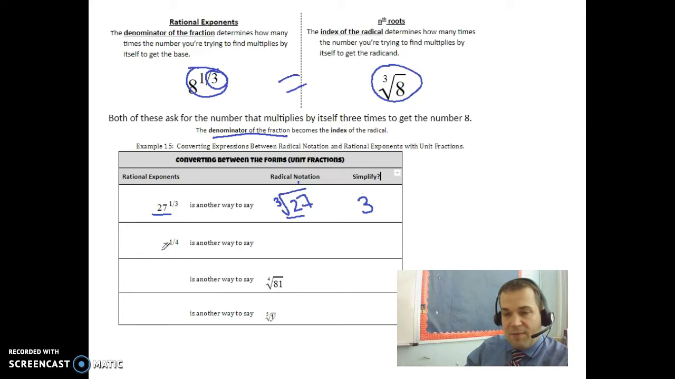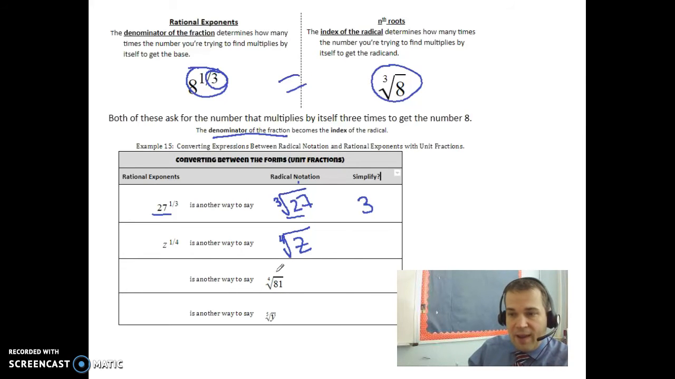If it doesn't simplify, for something like a letter, z to the 1/4, look at that denominator of 4, and that 4 becomes the index of the radical. This doesn't simplify any further, but these are both ways of saying, hey, what would multiply by itself 4 times to give me that z?